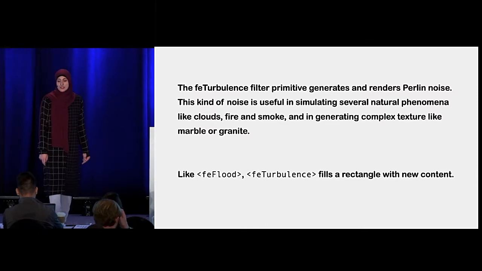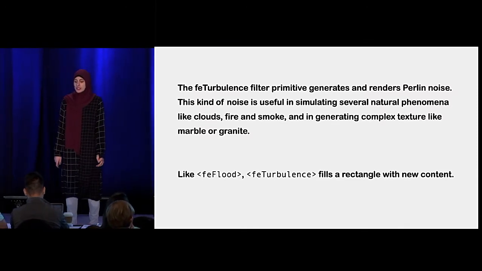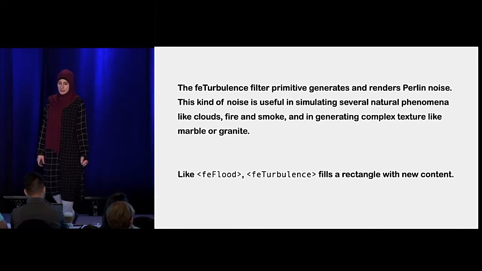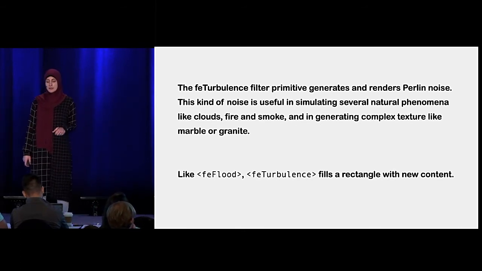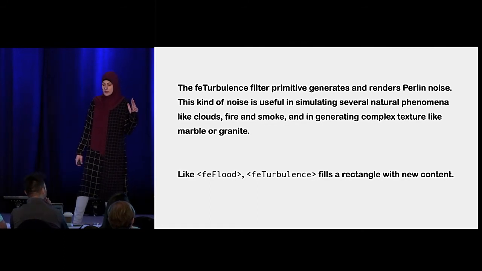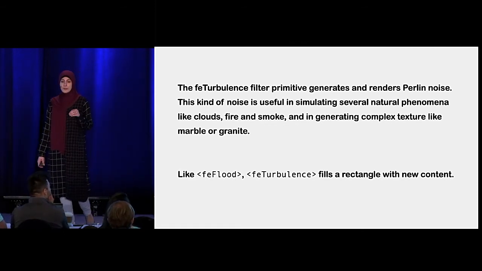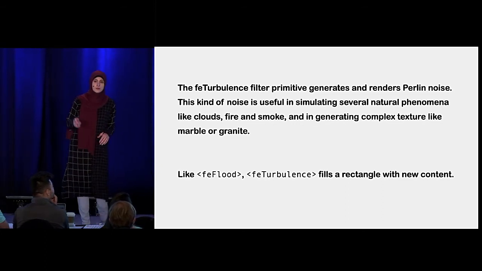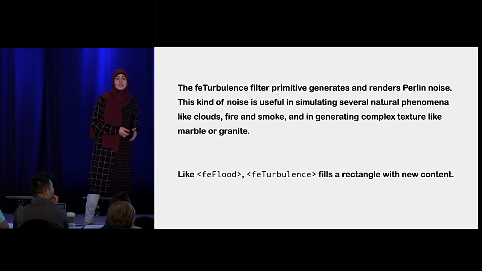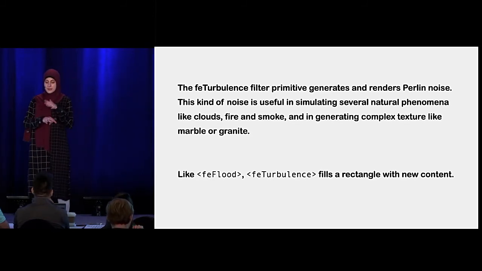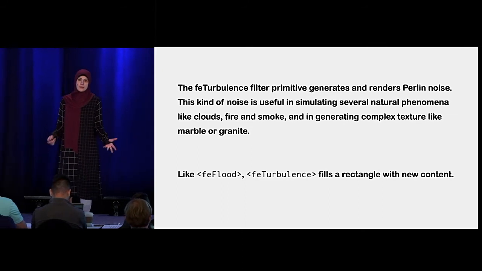FE turbulence generates and renders Perlin noise in your browser using SVG. This kind of noise is useful in simulating several natural phenomena like clouds, fire, smoke, and in generating complex texture like marble or granite. If you Google the internet a little bit, you will find examples of these textures created using SVG filters. Just like FE flood, FE turbulence fills a rectangle with new content, random noise.